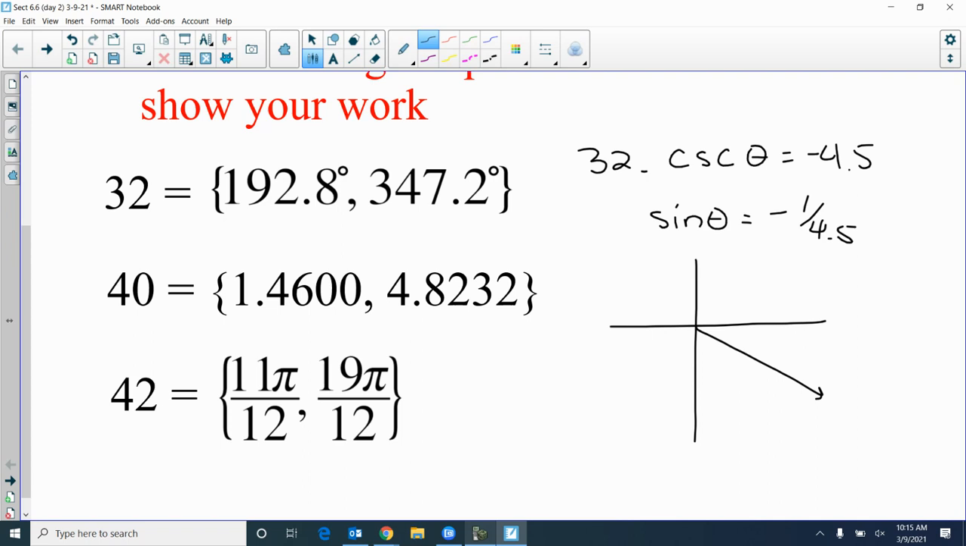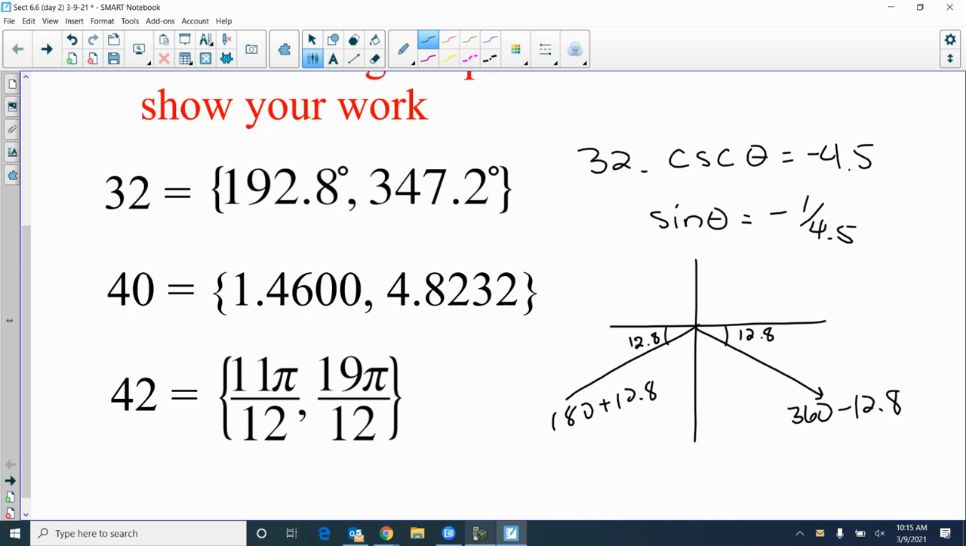So use that as your reference angle. And so you do 360 minus that, you get 347.2. Sine will also be negative in quadrant 3. And so that one's going to be 180 plus 12.8, and this will be 360 minus 12.8. Okay, for those.